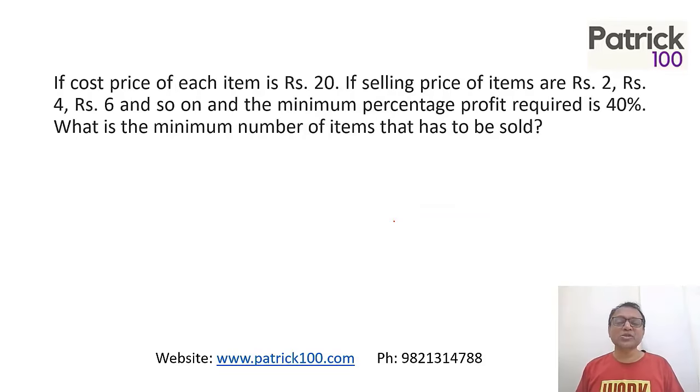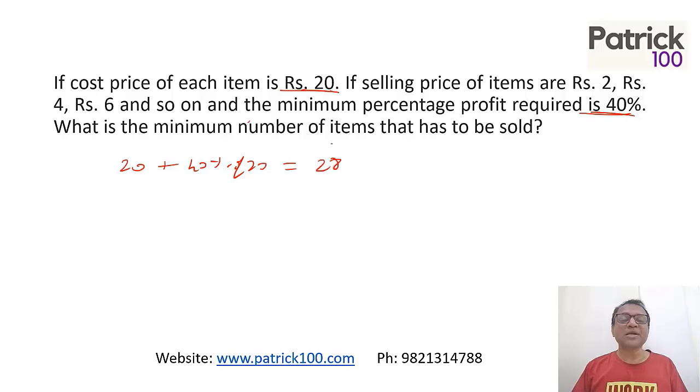Next, this is based on arithmetic progression. So the cost is 20. You need a profit of 40%. So 20 plus 40% of 20 will give you 28 rupees. That means my average selling price has to be 28 rupees.